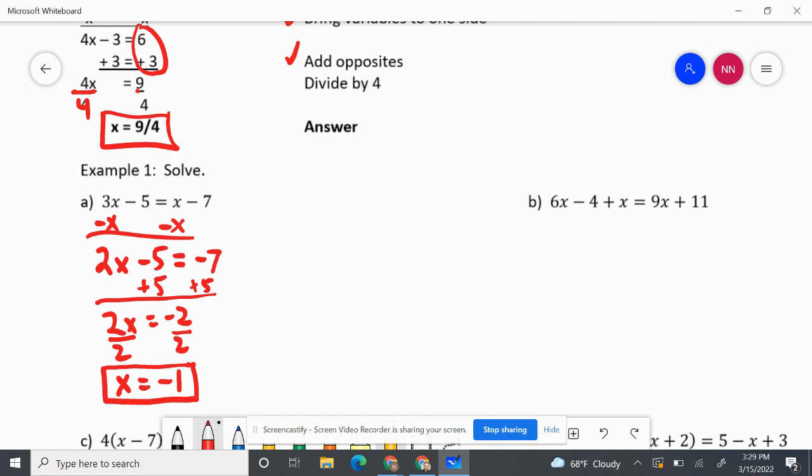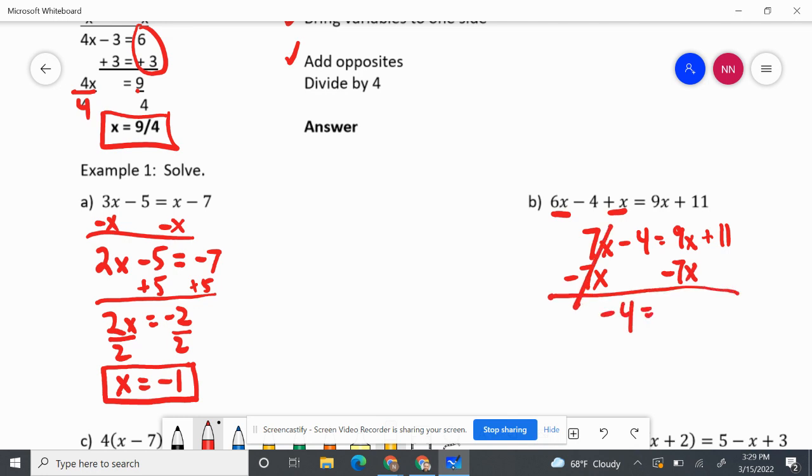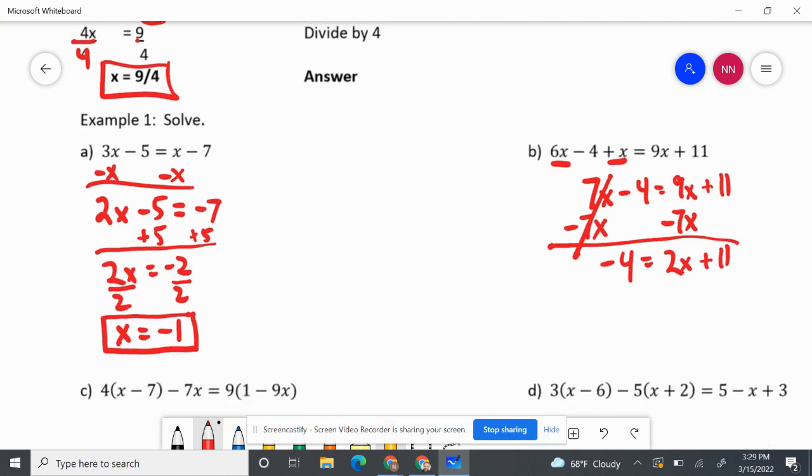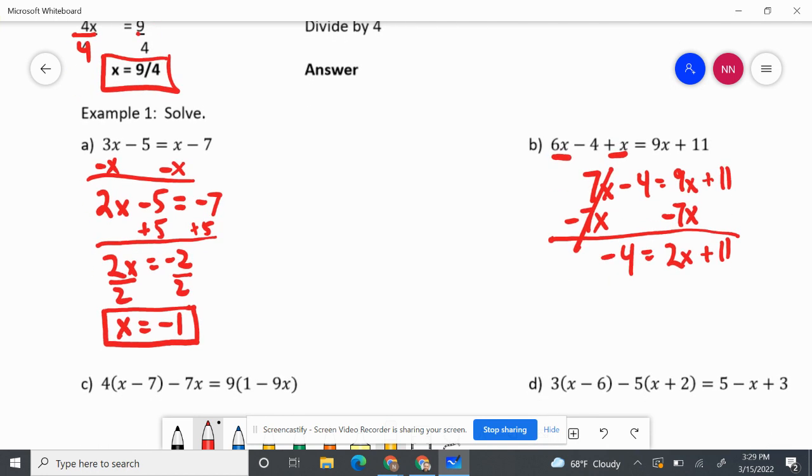Let's look at another one. What I'm going to do is combine the like terms. 6x and x gives me 7x. And then I'm going to bring the smaller x over to the larger x, but technically it doesn't matter. Then I have negative 4 equals 2x plus 11. Some people like the x on the left-hand side, but I prefer it to be positive. But in either situation, you're always going to end up with the same answer.